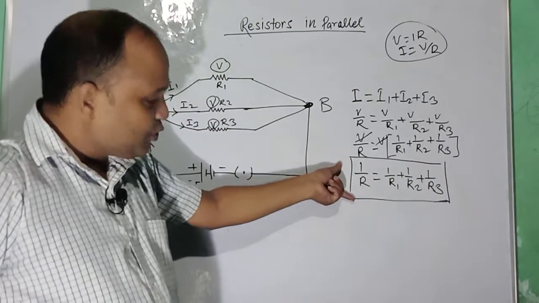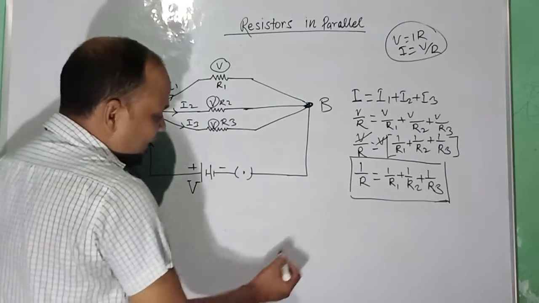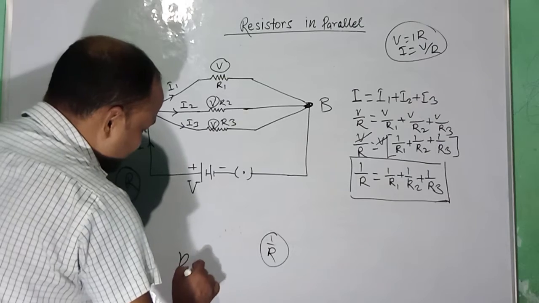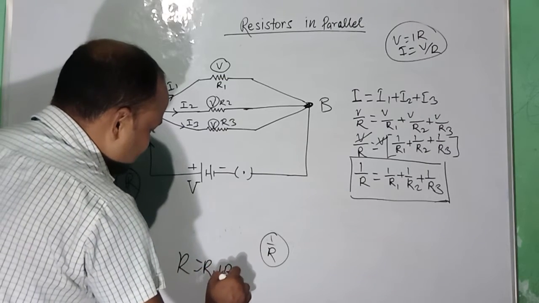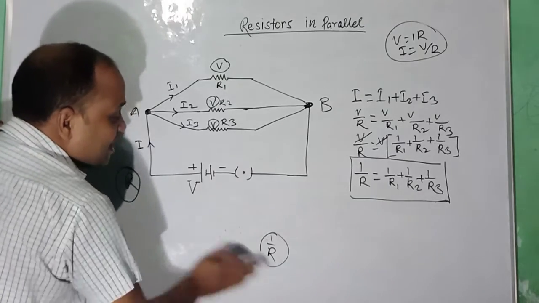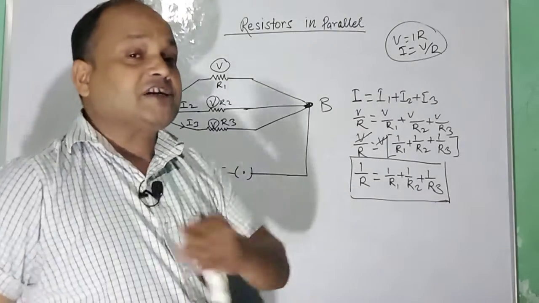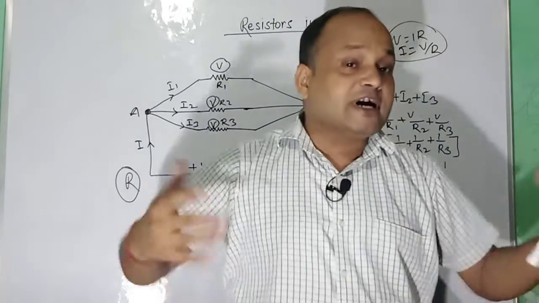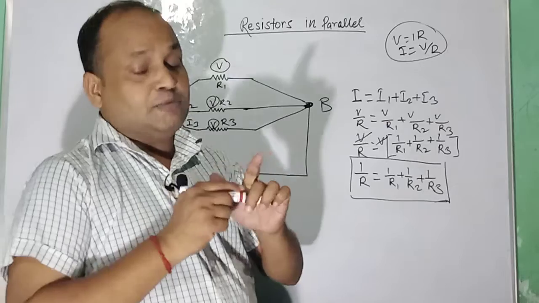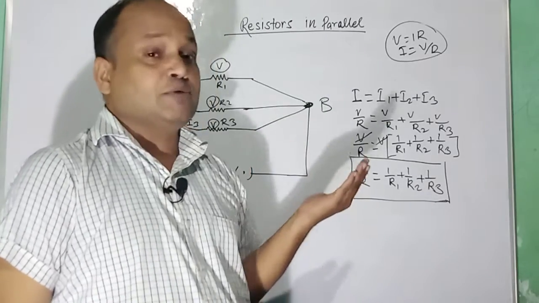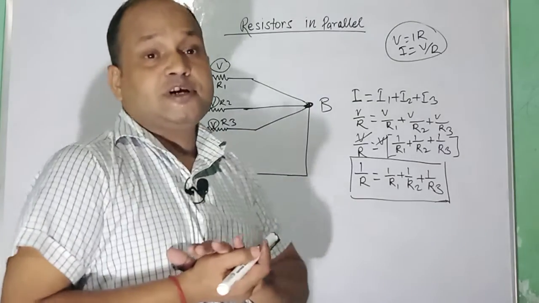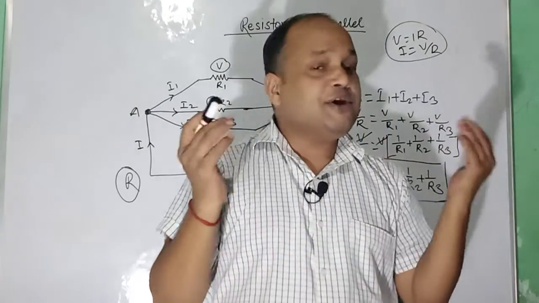As it is in reciprocal, you can see here 1 by R, and in series it was R is equal to R1 plus R2 plus R3. So here in parallel combination the resistance goes in reciprocal. This also affects the total utility of the current. You can draw more current in parallel combination than in series combination using the same battery and the same number of resistors.